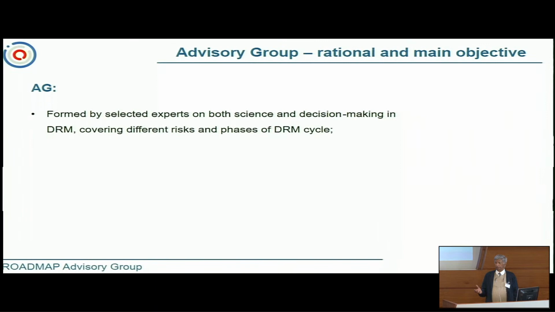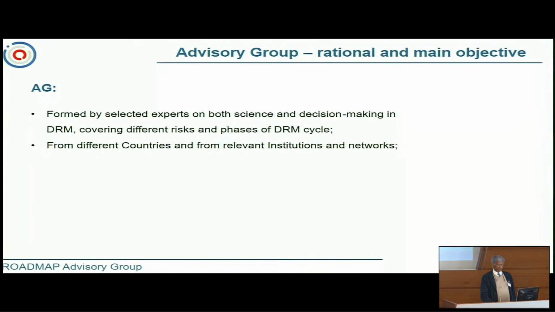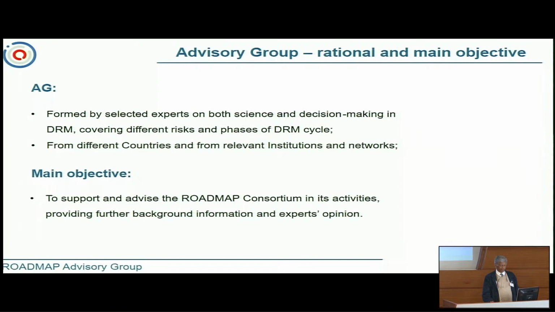The advisory group, it was mentioned several times because from the beginning it was a very essential part of the project and of our activities. We designed it to be formed by selected experts from the scientific and the operational part, and covering, if possible, different risks and different phases of this disaster risk management cycle. Also, we wanted to cover different countries and eventually different institutions and networks for this purpose. The objectives were to support and advise the consortium in its activities and provide further background information and experts' opinion.